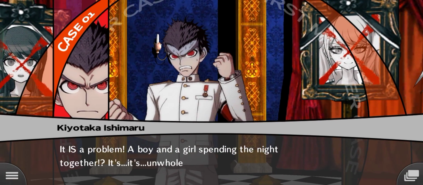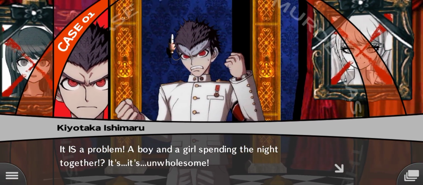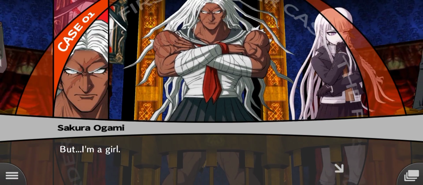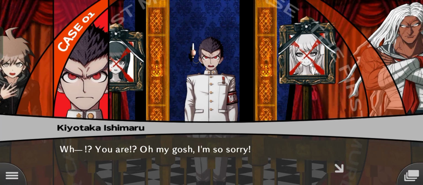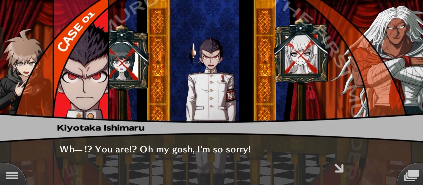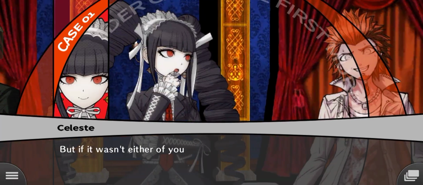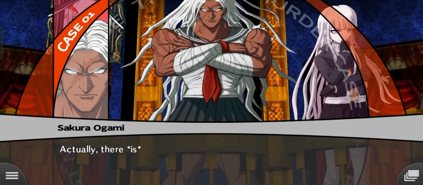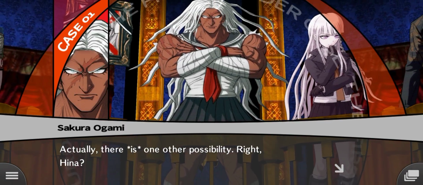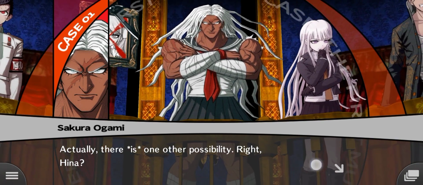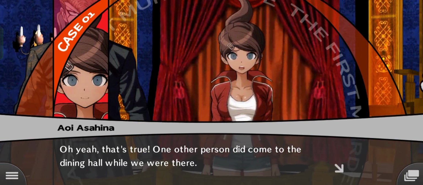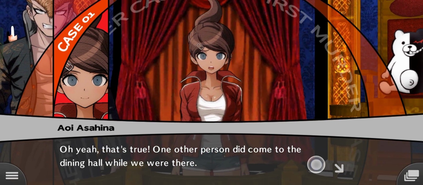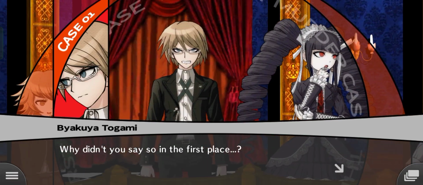It is a problem! A boy and a girl spending the night together? It's unwholesome! But I'm a girl. You are? Oh my gosh, I'm so sorry! But if it wasn't either of you, then what other possibility is there? Actually, there is one other possibility. Right, Hina? Oh, yeah, that's true! One other person did come to the dining hall while we were there. Why didn't you say so in the first place?